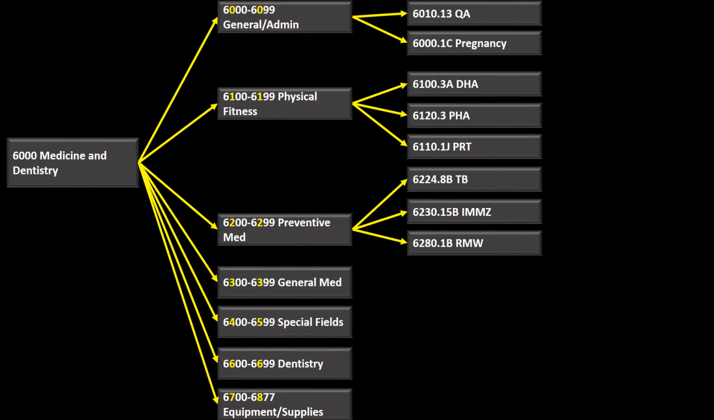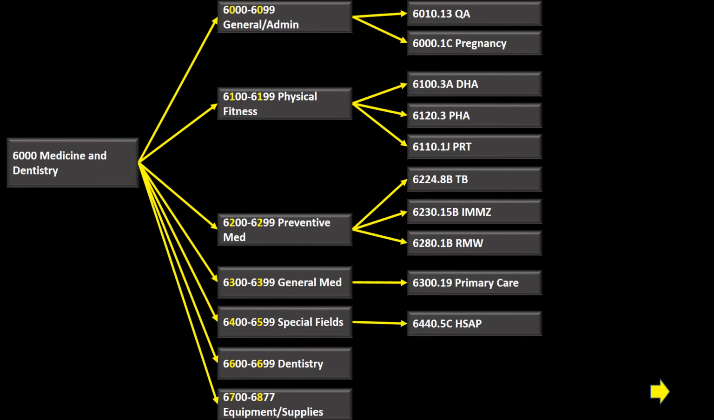6280.1 Bravo, regulated medical waste, making sure we appropriately dispose of medical waste so as not to get people sick. Under our general medicine, we've got the 6300.19, our primary care, right? This one is all about how to run primary care, how to set up a medical home port, and all the rules that go into that. So that's why we fall under 6300 with our primary care instruction.